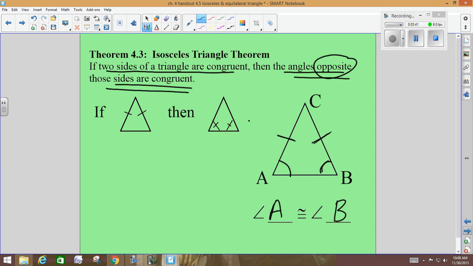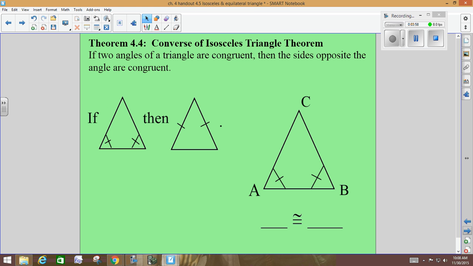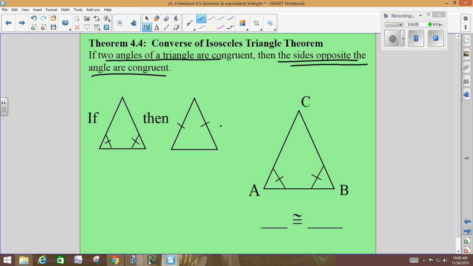When you use this reason in a proof, you'll write it using this shorthand here. If two sides of a triangle are congruent, then the angles opposite of them are congruent. The isosceles triangle theorem. Its converse, the one below that, the converse of the isosceles triangle theorem, states: if two angles of a triangle are congruent, then the sides opposite of them are congruent. So if you have two angles in a triangle congruent, then you can conclude that the sides opposite of them are congruent. Again, this is how you'll write it in a proof.